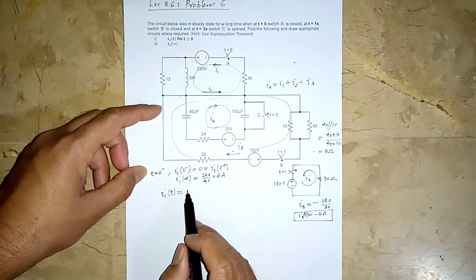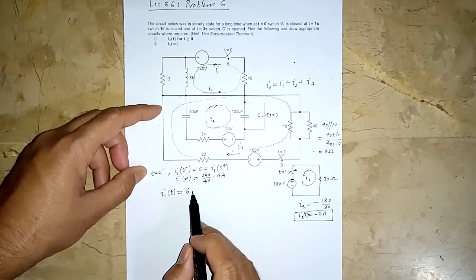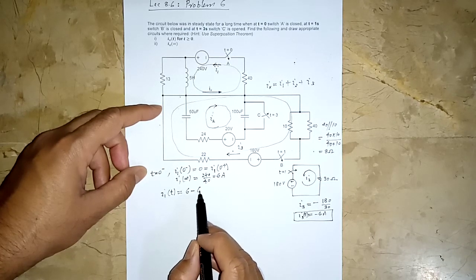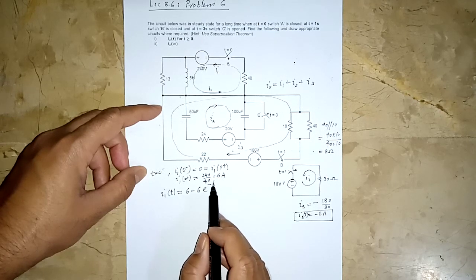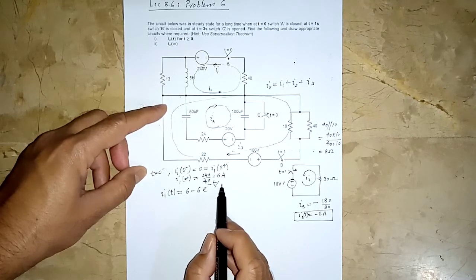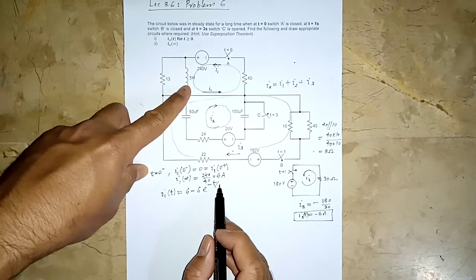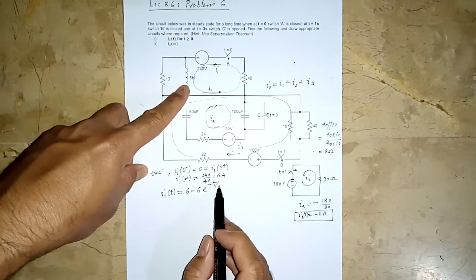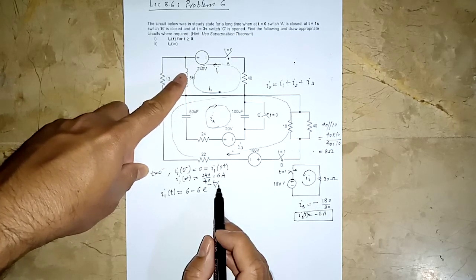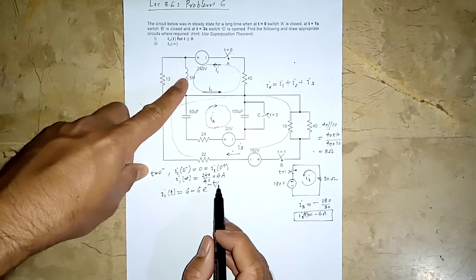According to the general solution, I1 at infinity plus, initial is 0, minus I1 at infinity, times e raised to the power minus t, switching has occurred at 0, over tau. Or tau, what will be the tau here? The tau in this circuit would be dependent upon the resistance seen by the inductor.